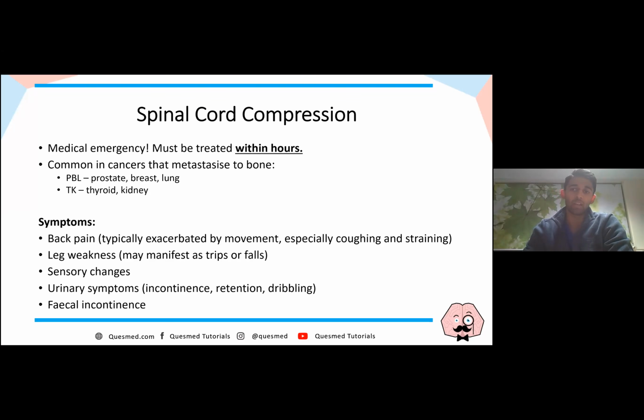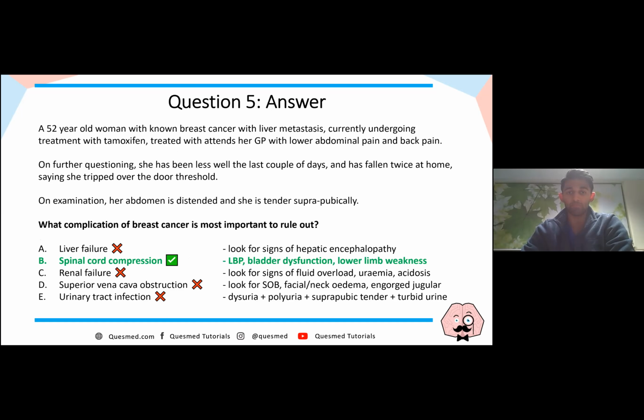Okay, and these questions are really important, and there are a number of scoring systems which help us decide what the most appropriate therapy is, whether they're suitable for surgical decompression with neurosurgery, or if external beam radiotherapy is useful, or if actually just palliative measures and symptom control is appropriate. So that was the answer, spinal cord compression.